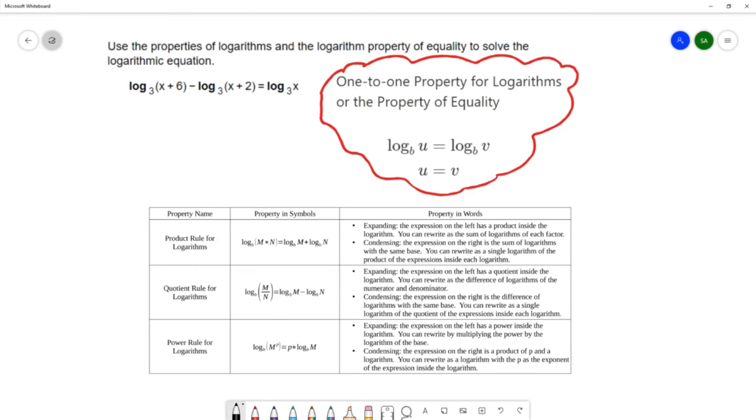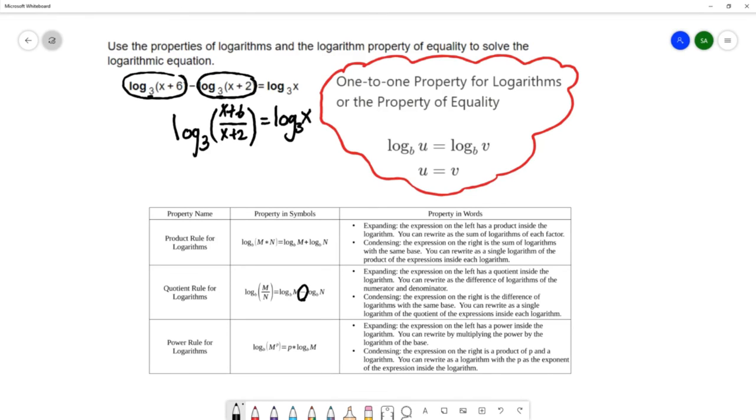The way we're going to write the left-hand side, both of them have base 3, so we're going to write one log with base 3. Inside that log, I'm going to do division because we have subtraction of two logs. In the numerator, we use the log that is positive, x plus 6. In the denominator, we use the log that is negative, the x plus 2. You don't use the whole log, you just use what's inside the log. So our left-hand side can be condensed using the quotient rule to log base 3 of x plus 6 over x plus 2. The right-hand side, we didn't need to do any condensing to.